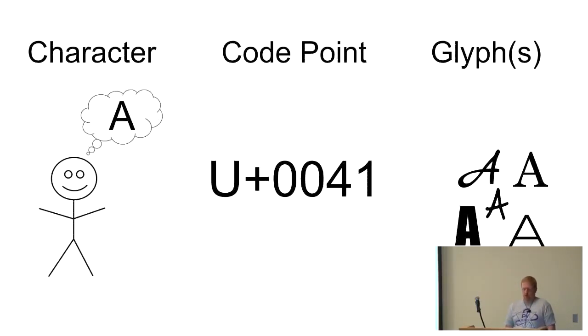There is, in an ideal world, a one-to-one correspondence between characters and code points. But that's not always true, and we'll get to that in a little bit. But in general, the idea behind Unicode is that for each character in any of the languages, there is a unique Unicode code point for that.